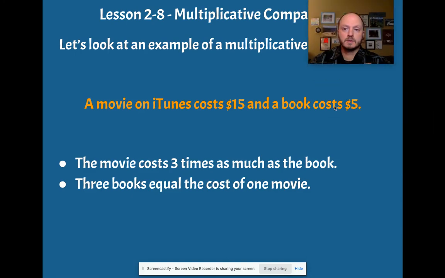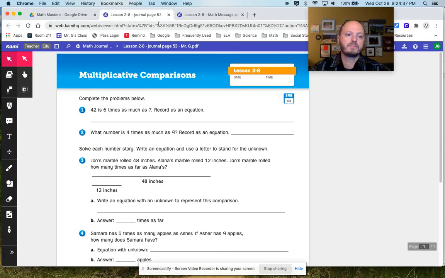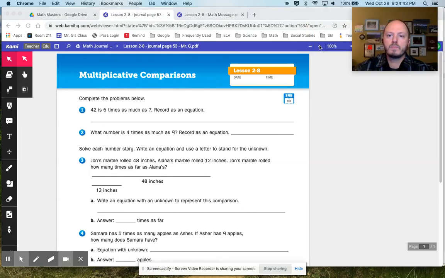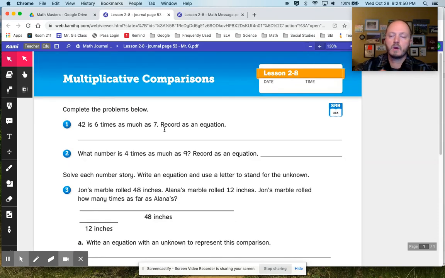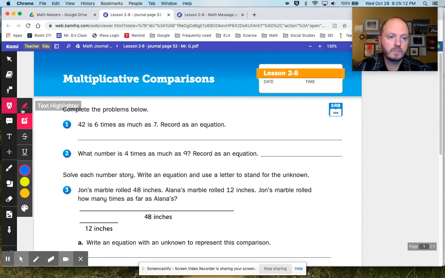So lastly, let's get into the journal pages. Let's talk about that real quick. We'll do number 1 together. Number 1 says, 42 is 6 times as much as 7. Record an equation. Let's take a look at some of these words that might help us. The word is and the word times are really useful when we're thinking about comparison statements and thinking about equations in general. The word is and the word times are clues.